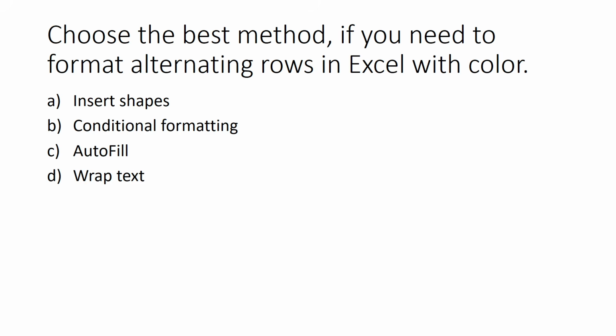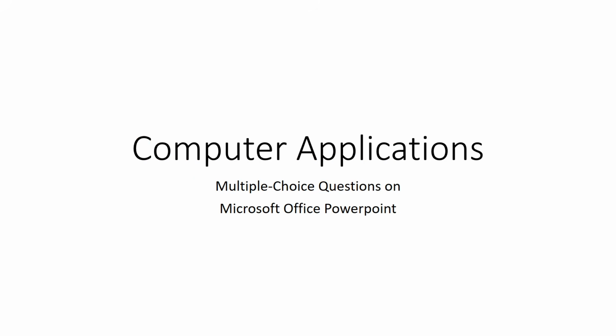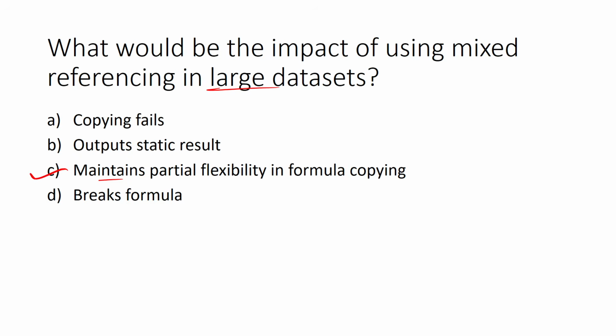Choose the best method if you need to format alternating rows in Excel with color. It's very easy, it is conditional formatting. With the help of conditional formatting you can color alternate rows. Okay, next, what would be the impact of using mixed referencing in large data sets? With a very large data set, it is very easy to maintain partial flexibility in formula copying.